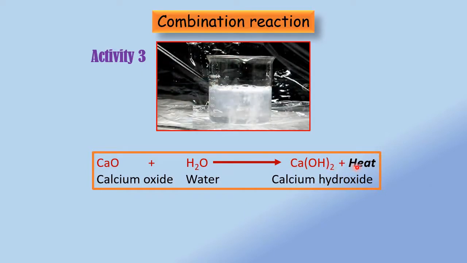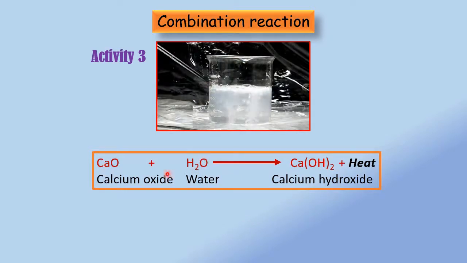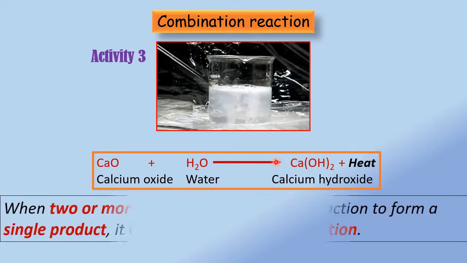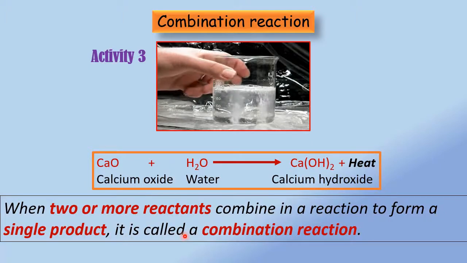Now we have seen three activities. You will observe that in each of these three activities, two reactants react with each other and give rise to a single product. Such types of reactions are called combination reactions. Let us define combination reaction. When two or more reactants combine in a reaction to form a single product, it is called a combination reaction.